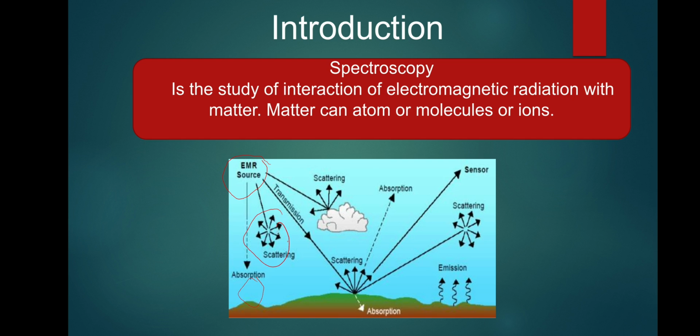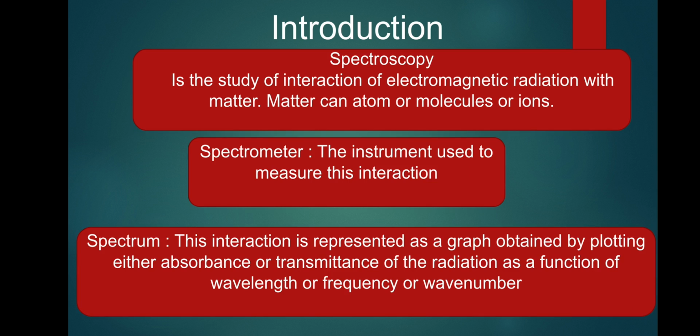In the cloud or in the atmosphere, when dust particles are there, sometimes the light will be transmitted, that is, it enters and goes through. So different types of processes take place: scattering, absorption, transmission, etc. From these processes, if we find out how the matter has behaved, we can get an idea of its nature. That is what is spectroscopy.